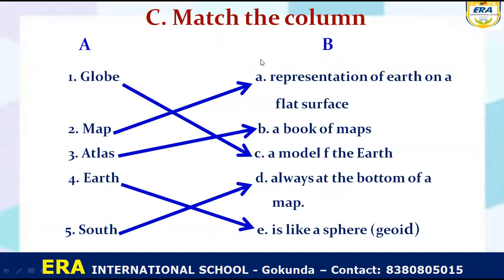Question C, match the column. It's also very easy. What is globe? Globe is a model of the earth. Okay. What is map? A map is a representation of earth on a flat surface. Atlas. What is atlas? A book of maps is called atlas. Earth. How is the shape of the earth? Like a sphere or geoid. And south. What is the position of the south direction? Always at the bottom of the map. Check and correct and learn it.